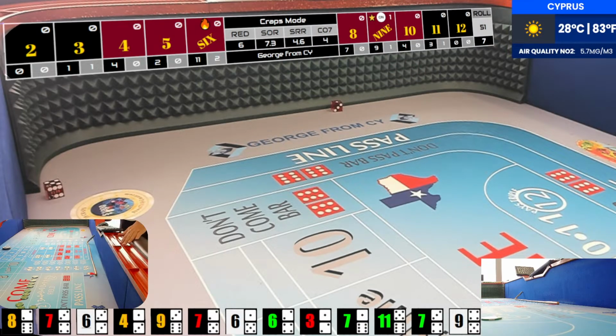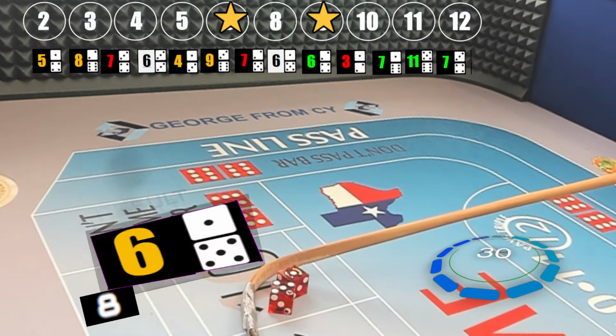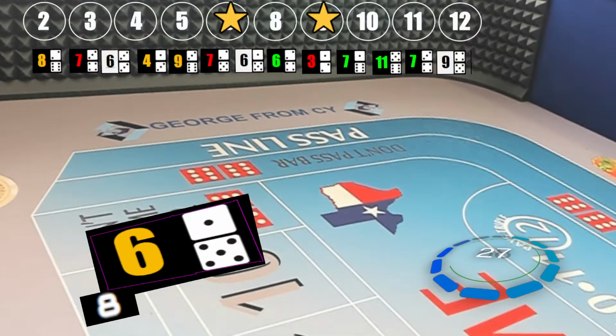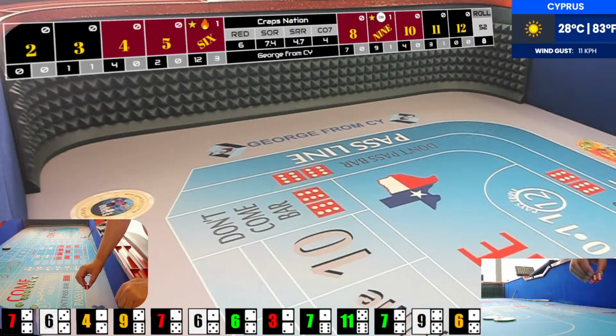Five, 1, 6. Secondary. Okay. So what did we have? We had one strong hit. This is the second one. Okay. 3531. Nice out.